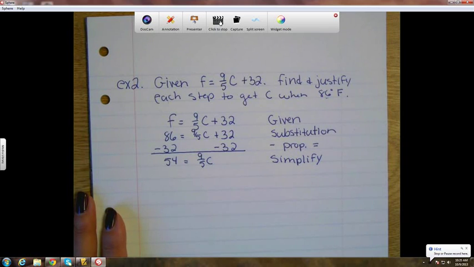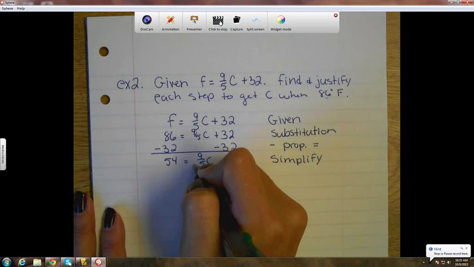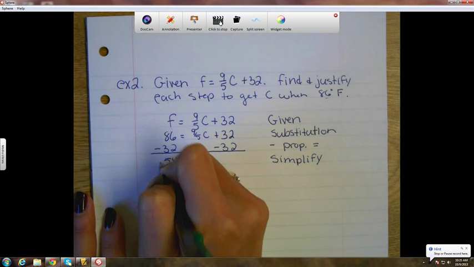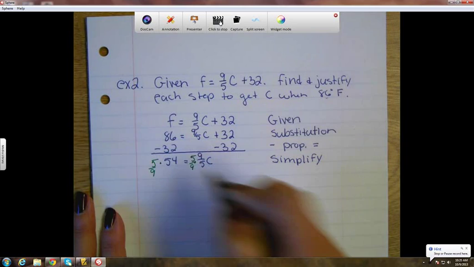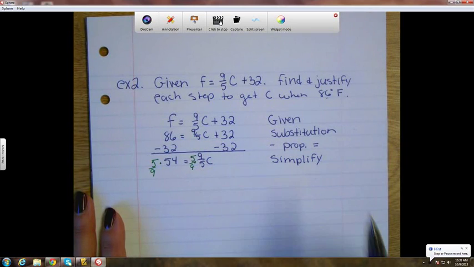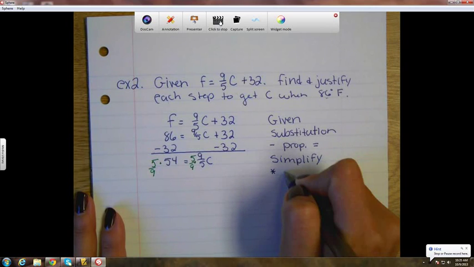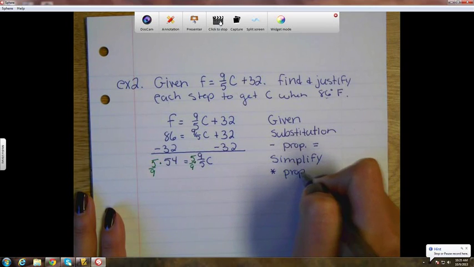Hey, how do we get rid of that 9/5? Divide. You can divide by 9/5, or what else can you do? Multiply by 5/9. If you multiply a fraction by its reciprocal, which is multiply by 5/9, so what property was that? Multiplication property of equality.